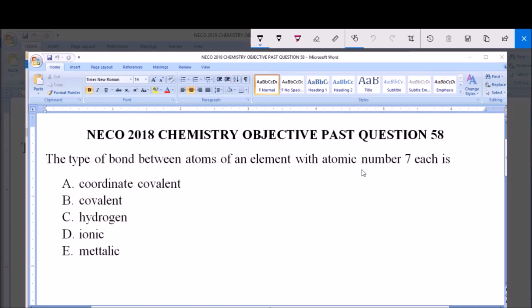Now, the element with atomic number 7 from the periodic table is nitrogen. So basically, we are being asked the type of bond between the atoms of nitrogen. Now, since nitrogen has 7 as its proton number, which is the atomic number, therefore it has 7 electrons. Now remember, it is these electrons that are involved in bond formation. So an atom of nitrogen will be represented as this.